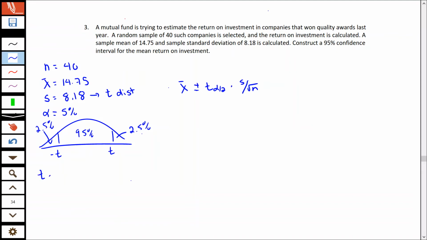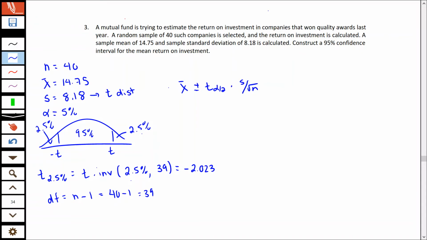Our t-value of 2.5%, we use our T.INV, right? We're using our inverse function anytime we have a probability and we want a value. And so we put in that 2.5%, but the other thing we need is the degrees of freedom. Our degrees of freedom are always going to be our sample size minus 1. So in this case, 40 minus 1, or 39. And so we're going to put in that degrees of freedom of 39, and our t-value here is going to give us back negative 2.023. And so again, we're just using our Excel functions to get our necessary t-values, okay?